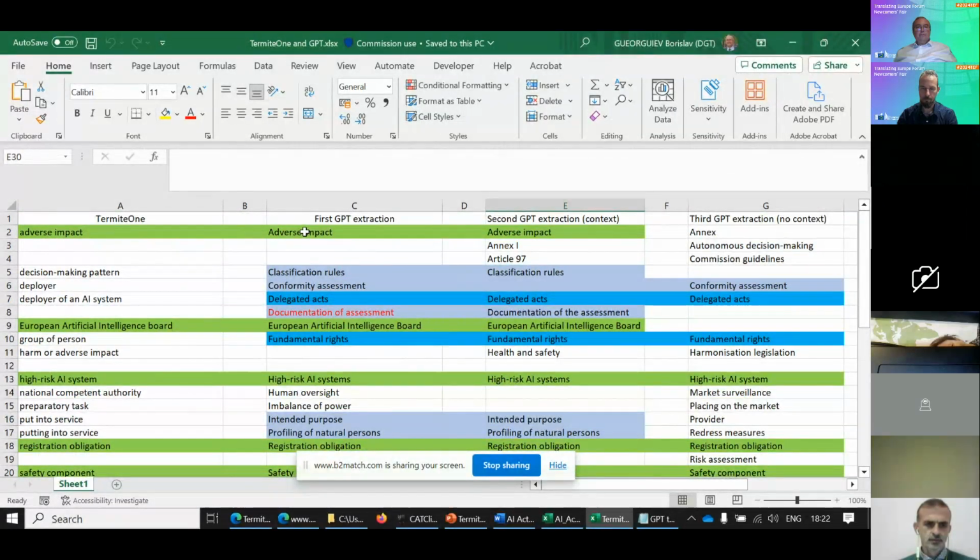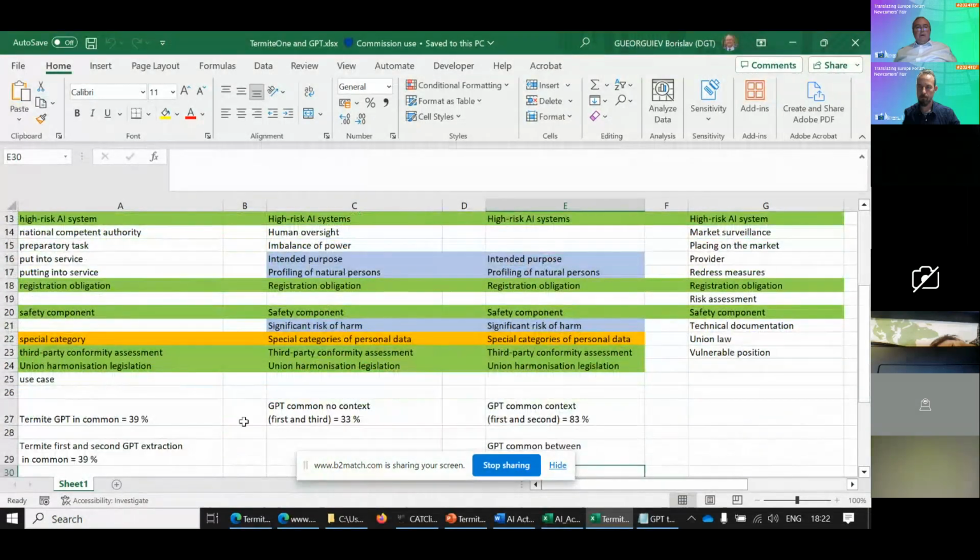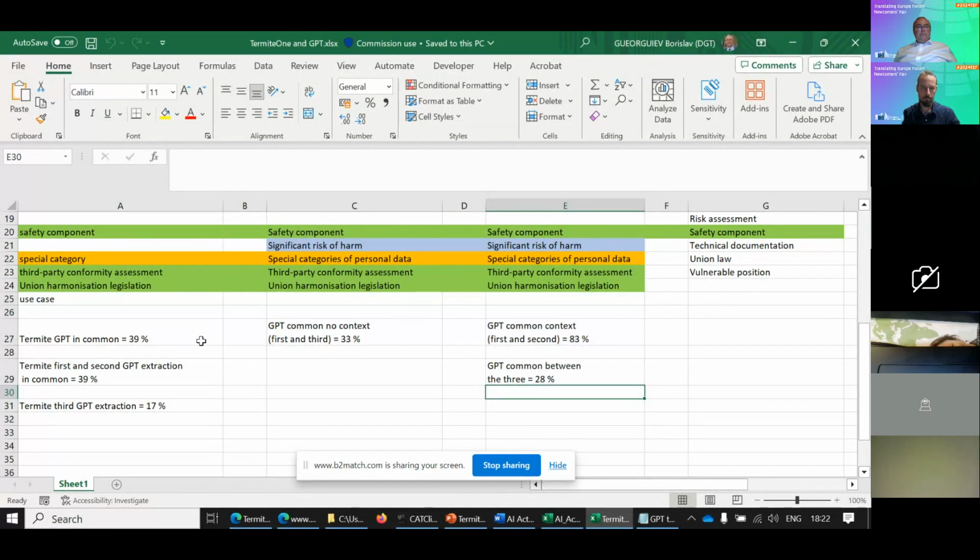Here in green, of course, are the terms detected by TermiteOne and GPT in one or two extractions, or even three here. You see, high risk AI system apparently is a really good term because it was detected by everybody. And if you look at the figures a little bit, the terms detected in common between Termite and GPT are 40%, which means that obviously they have some agreement about which are terms of interest and which are not, at least 40% of agreement.